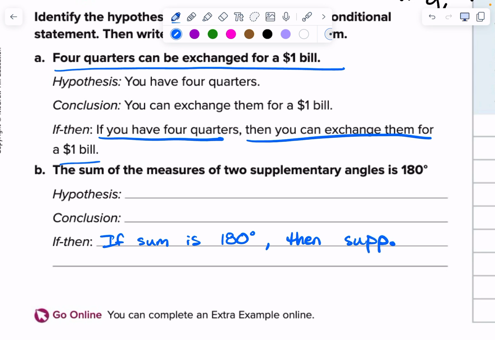Could you have said that backwards and said if supplementary, then the sum is 180? Why not? That works too. So that one you could do two different ways. Hypothesis: if 180. Conclusion: then supplementary. There we go. Got it?